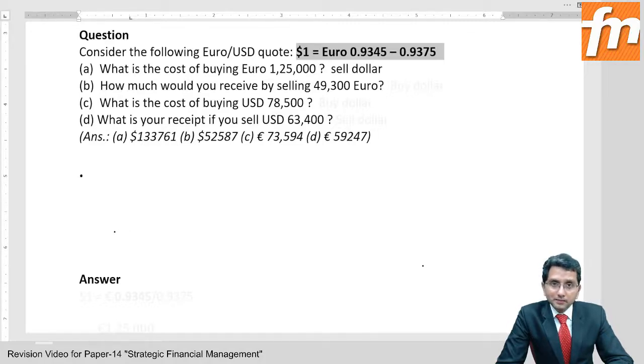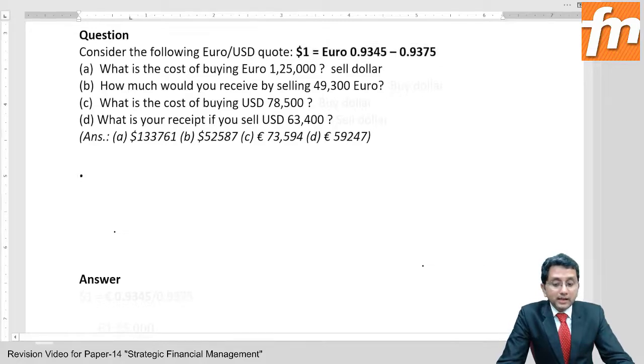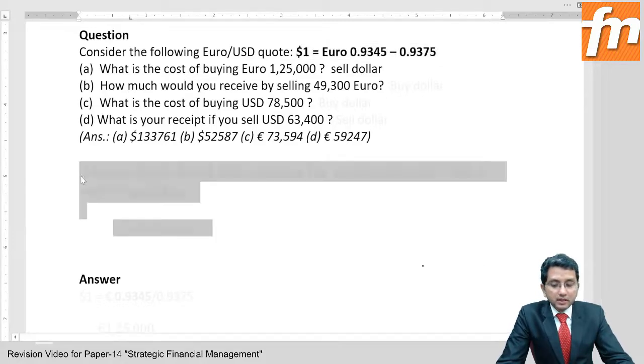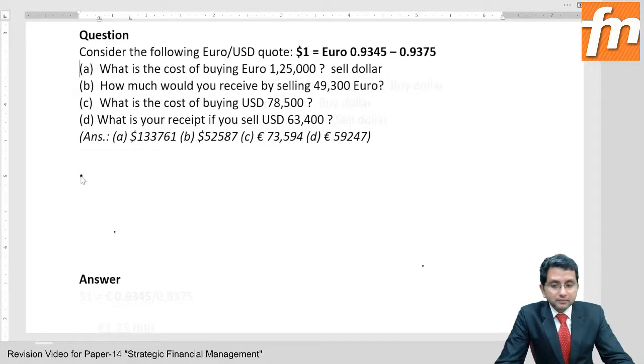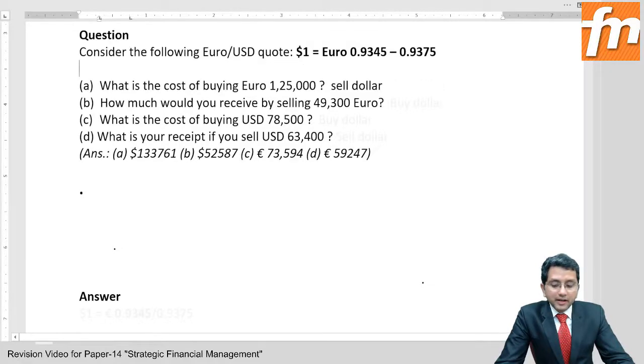First of all, this question does not specify whether I am the market or the forex dealer or the customer, whether I am the quote maker or the quote taker. So I have already given you a tip that if the question is silent, assume yourself to be the quote taker. What does this mean? It means that rates will remain unfavorable for you.